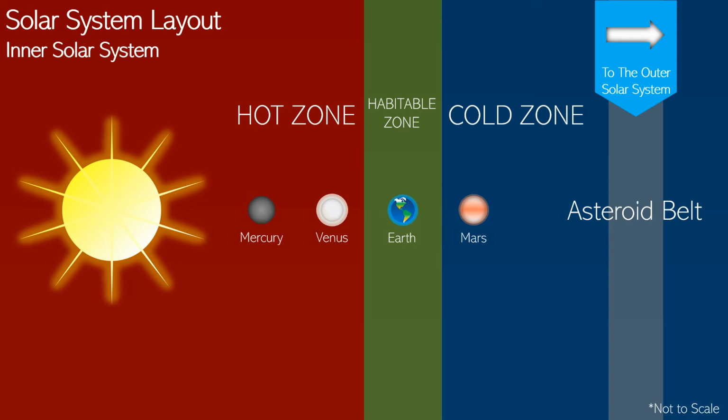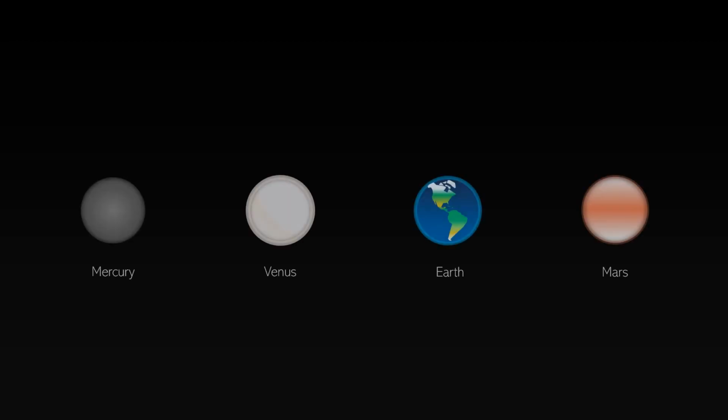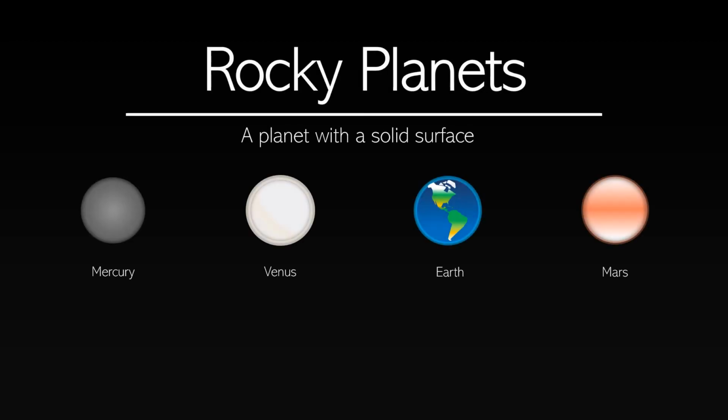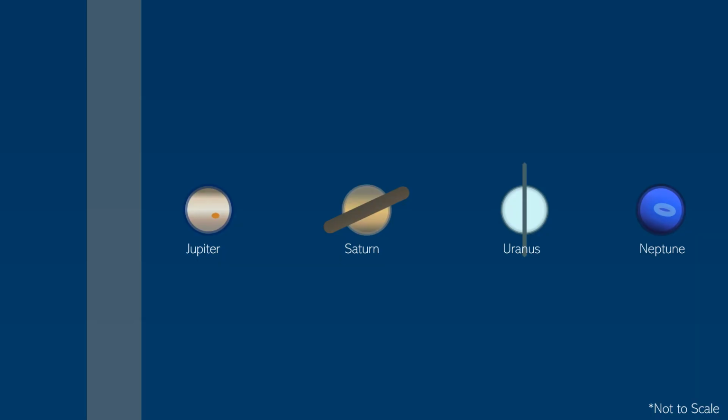Ahead of Mars, we have the asteroid belt. The asteroid belt is a collection of asteroids that orbit the Sun and create a border between the inner and the outer solar system. All the planets of the inner solar system are classified as rocky planets, which means you can stand on them because they have a solid surface. These planets are also the 4 smallest planets of our solar system.